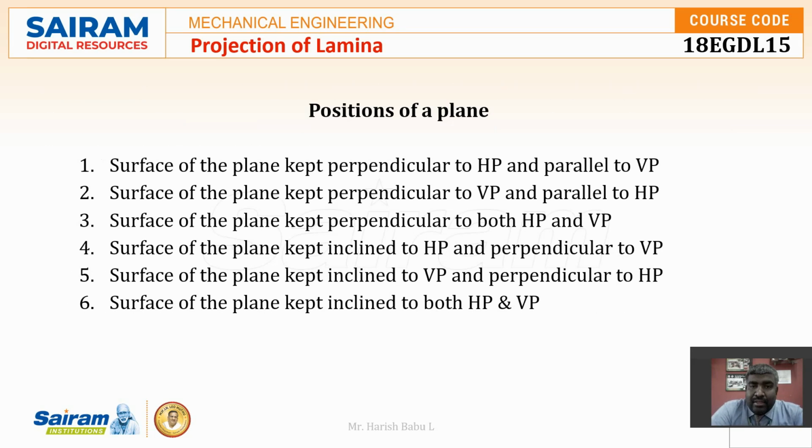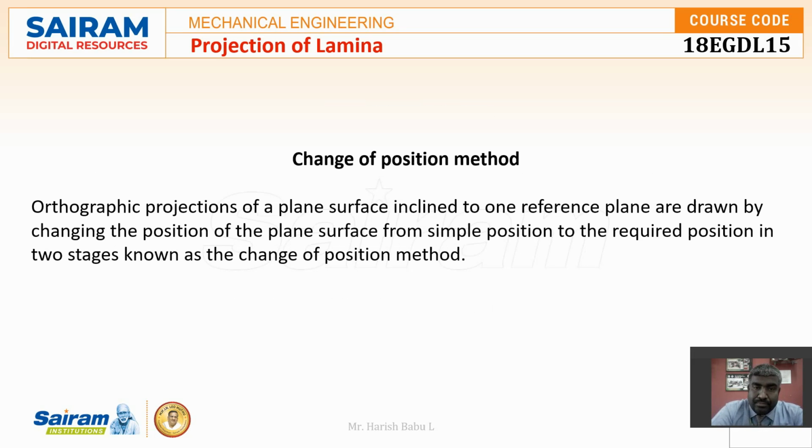How exactly are we going to define the position of the plane? If you take the lines, we already defined how exactly the line will have its positions with respect to HP and VP. Similarly, we are going to define it for the planes also. The first type is the surface of the plane kept perpendicular to HP and parallel to VP. Second one will be perpendicular to VP, parallel to HP. Third one, perpendicular to both the HP and VP. The fourth one, kept inclined to HP and perpendicular to VP. And the fifth one, inclined to VP, perpendicular to HP. And the last one will be inclined to both HP and VP.